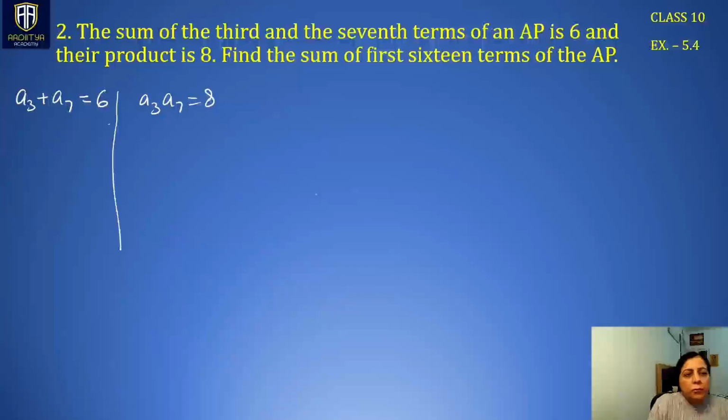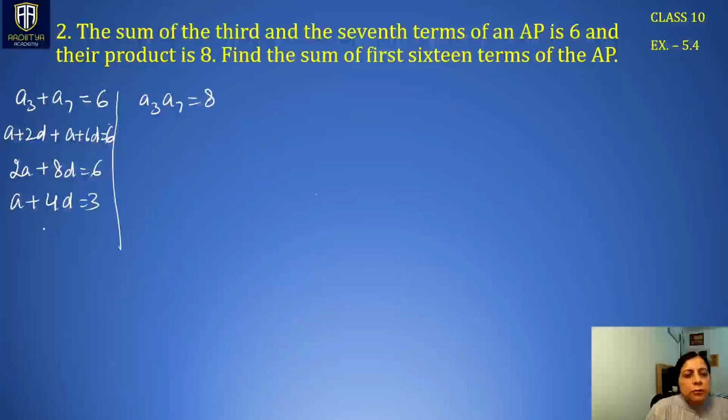What we have to do is write the value of a3, which is a plus 2d. a7 can be written as a plus 6d. The sum is 6. So we have 2a plus 8d, which is 6. Take out 2 common from both sides. So it becomes a plus 4d, 6 divided by 2 is 3.